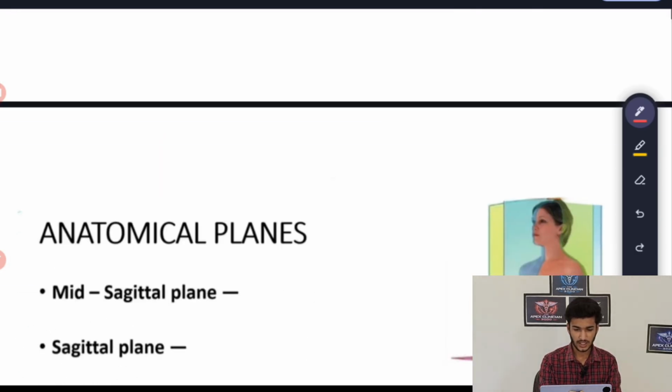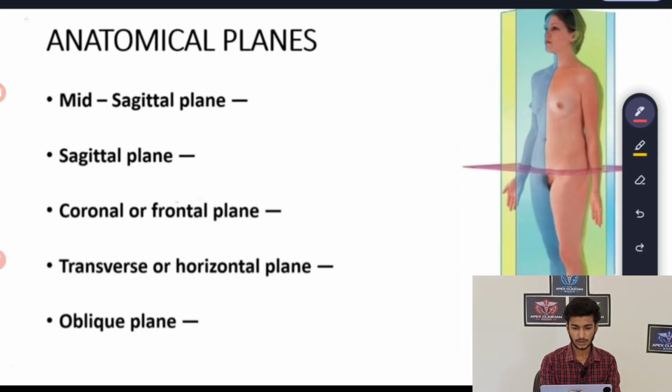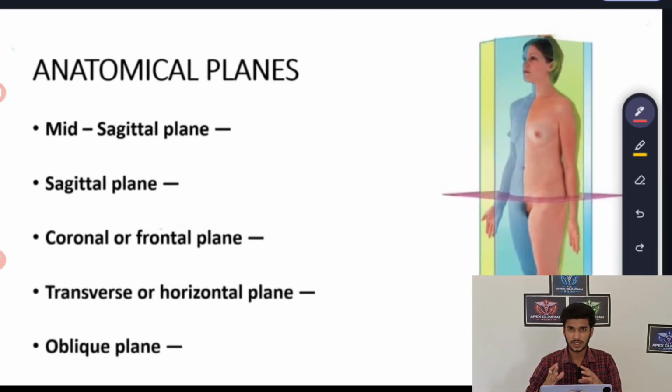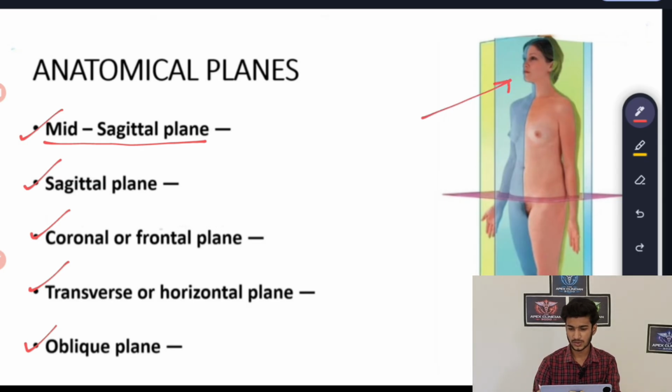After this, we have the normal anatomical planes. There are five types of planes in which we can dissect the body. The name of the first plane is the mid-sagittal plane. What happens in this plane? You can see this blue colored plane in this image. So this is basically the mid-sagittal plane.